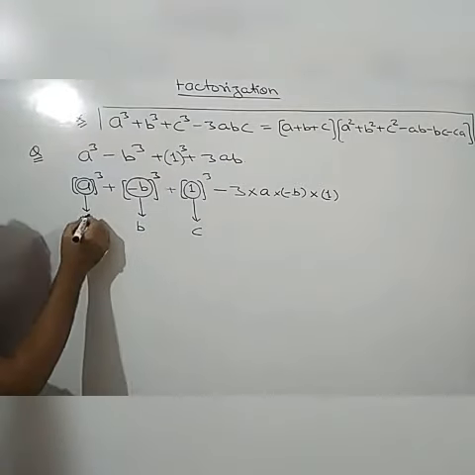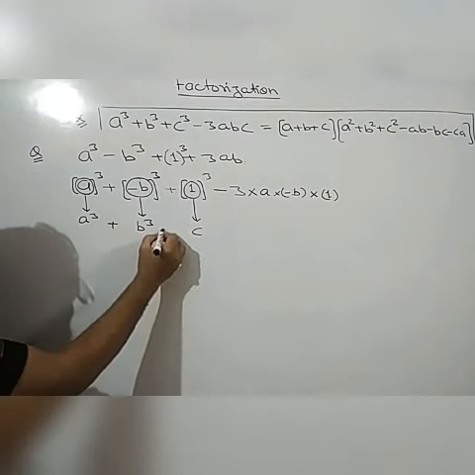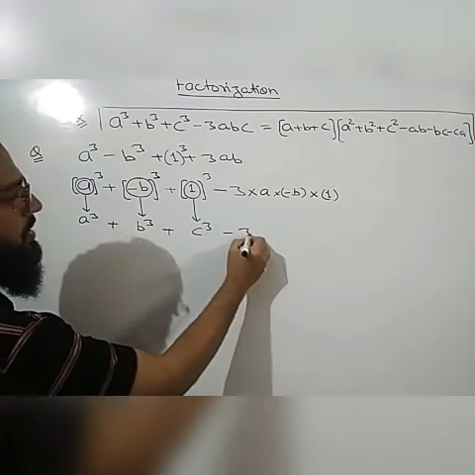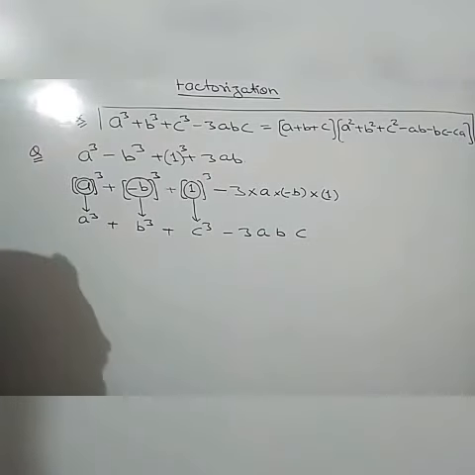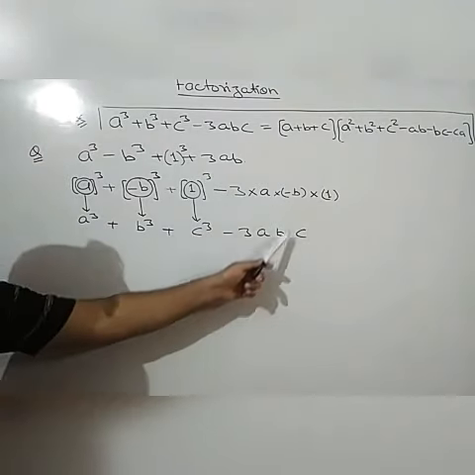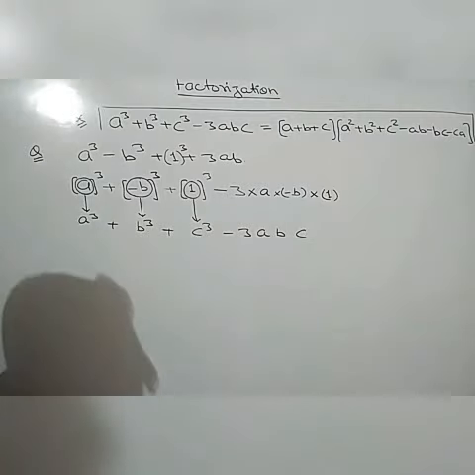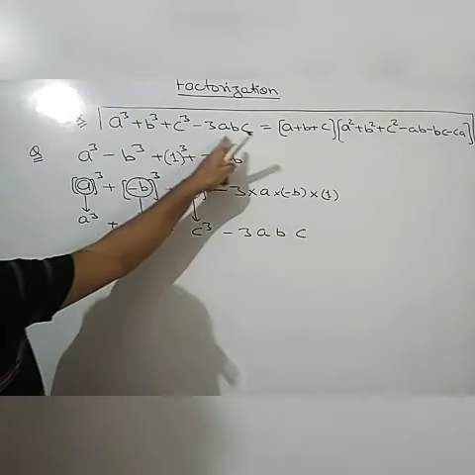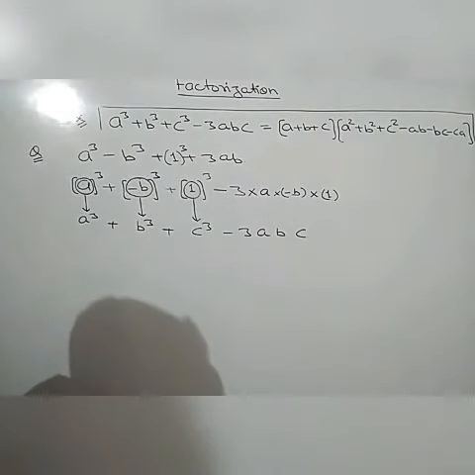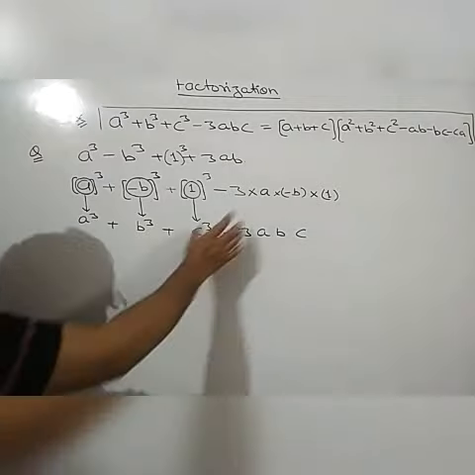How is it written? It is a cube plus b cube plus c cube minus 3abc. This is our a, this is b and this is c. c is equal to 1 and b is equal to minus b. So now it is written in the form of the given identity, a cube plus b cube plus c cube minus 3abc. Okay, now we can solve it by the given formula.